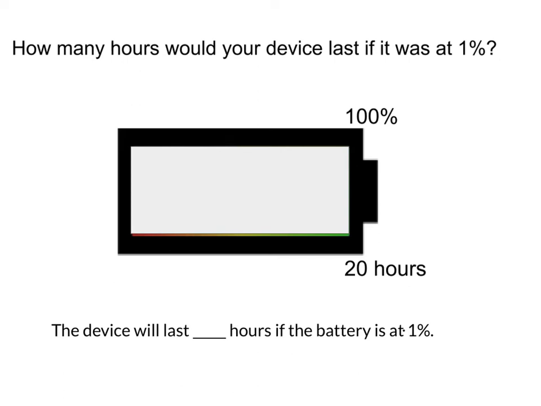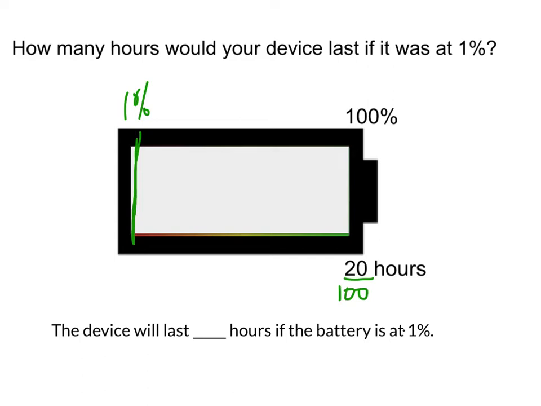So this example says, how many hours would your device last if it was at 1%? Well, 1% is actually 1 out of 100, which means that I would need to make sure that I divide this up into 100 little lines. I'm not going to do that because it's going to take forever, but I am going to do a little sliver here, which represents 1%. Because it's 1 out of 100, that means I'm dividing this by 100.